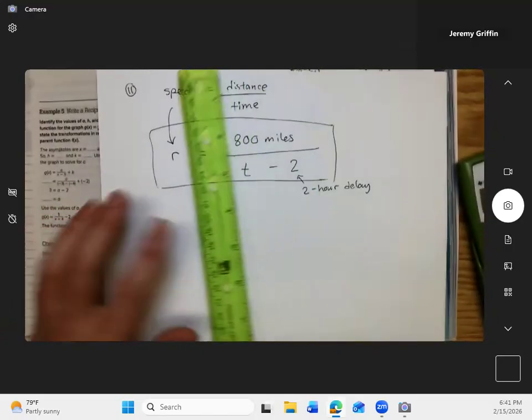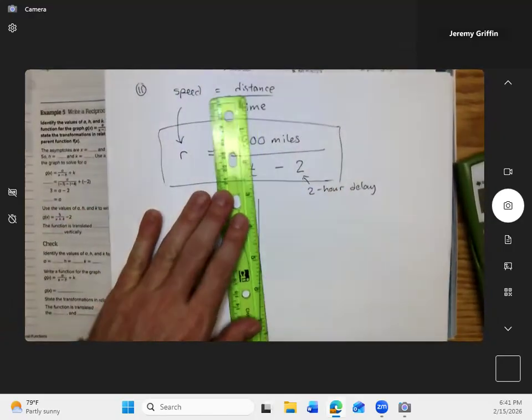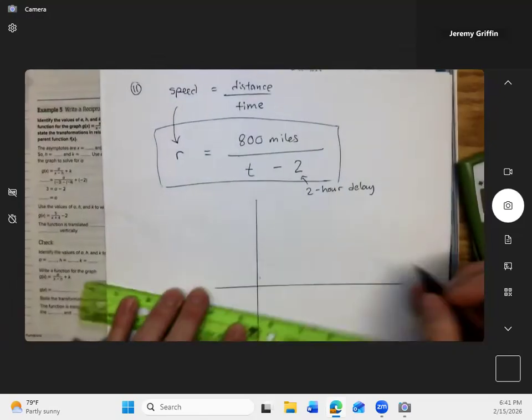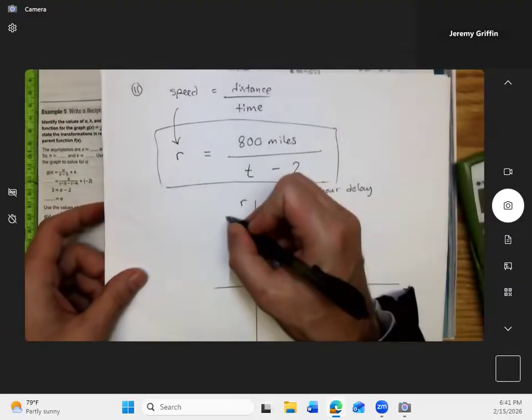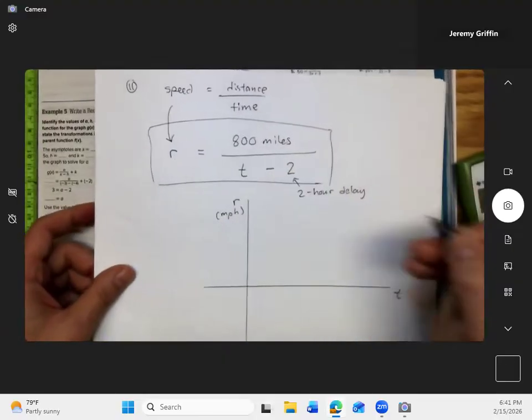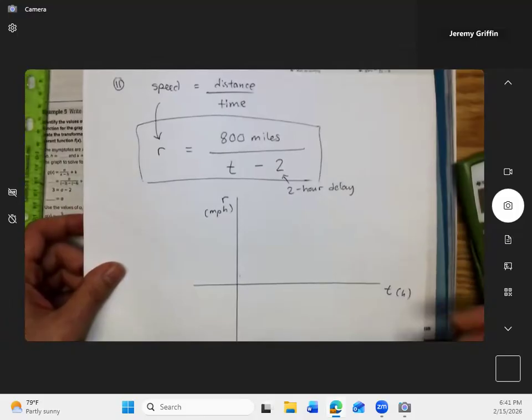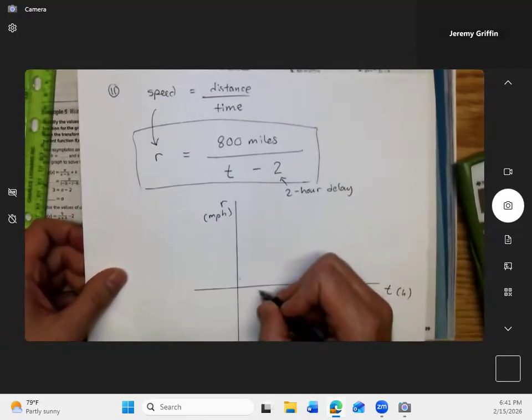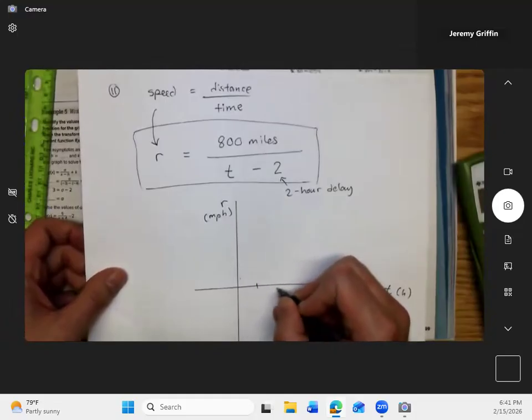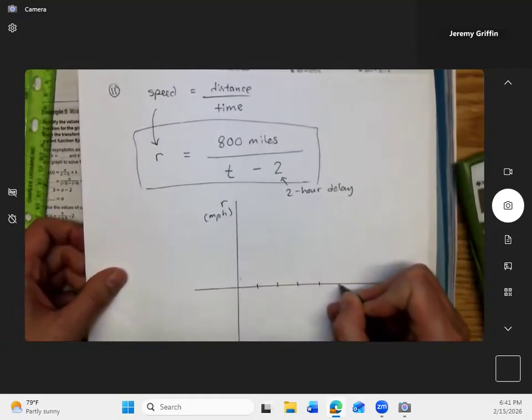What could this look like? Let's put time here. Let's put R for rate, or speed. Anyway, this is miles per hour here. And this could be in hours here. So maybe we could take some number of hours. Let's go 1, 2, 3, 4, 5.